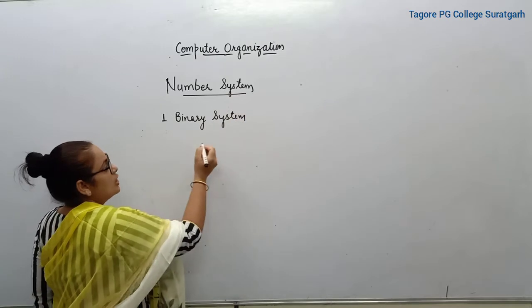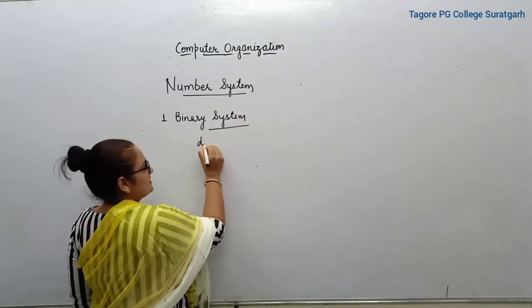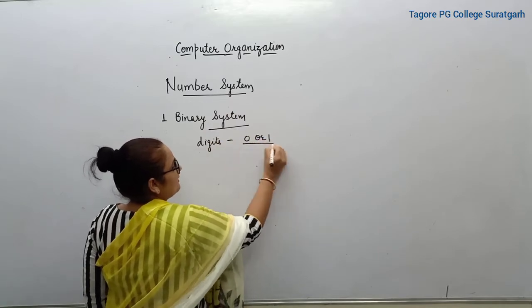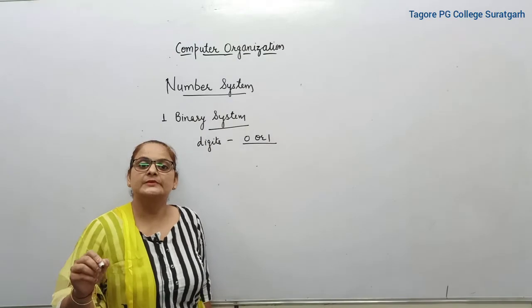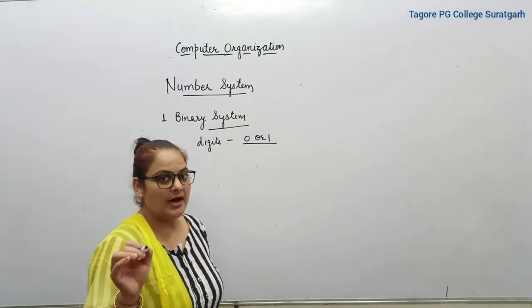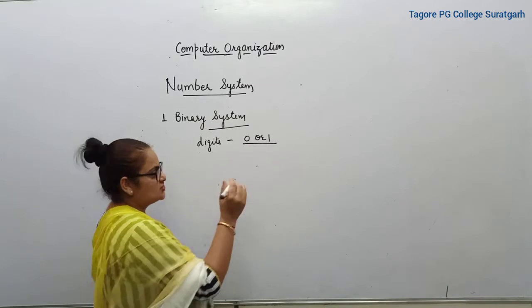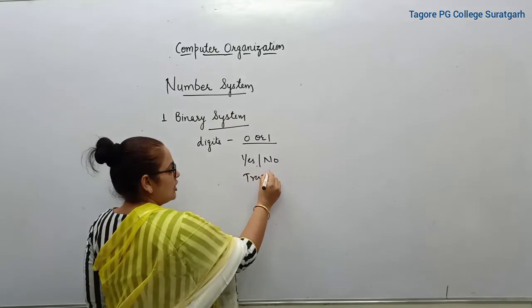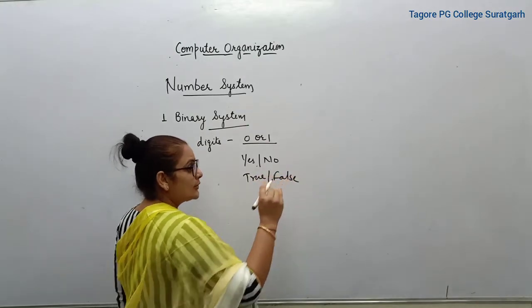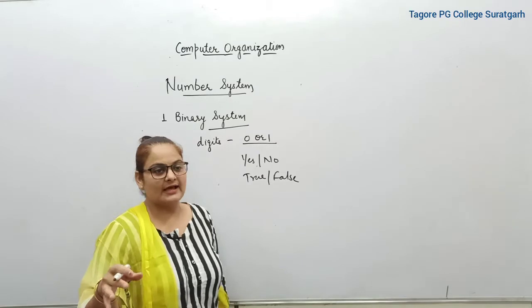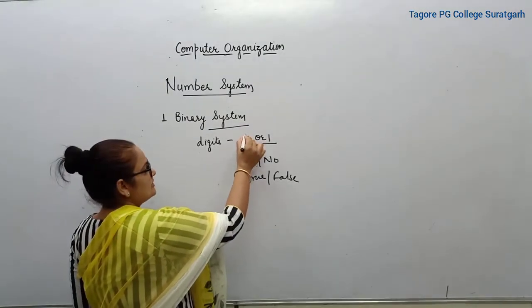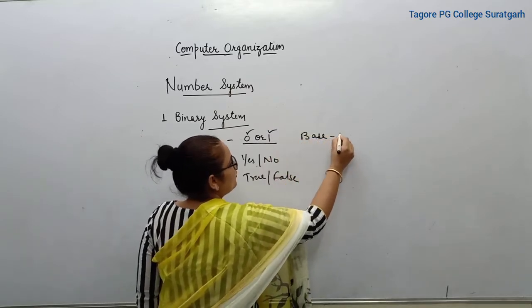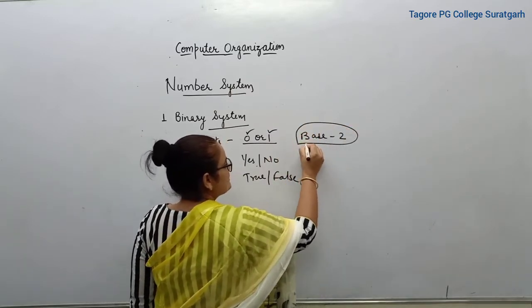The binary system has some digits. Which digits? 0 or 1. The binary number system consists of 0 or 1. It means it works only on logic, meaning yes or no, or true or false. Or you can say it only works on symbolic language. And as it has only two types of digits, 0 and 1, the base of this system is 2.